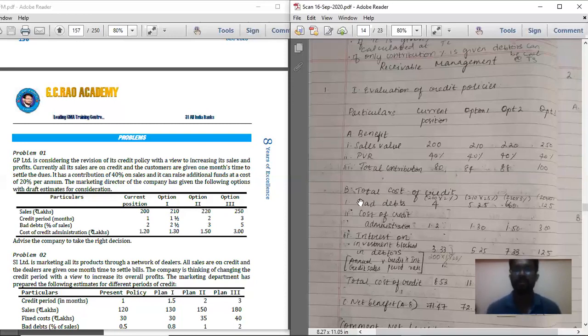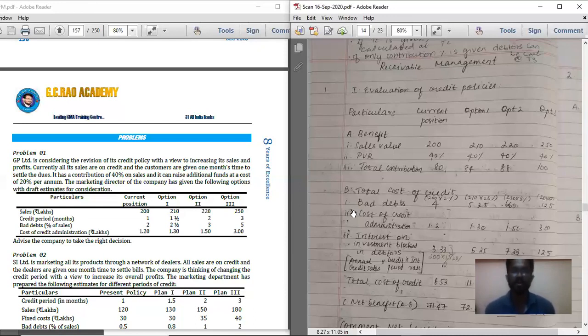Below that, leave one line gap, and capital B. Now you should calculate total cost of credit. That is, what are all the different costs you are incurring in order to make this sales, the different cost for each policy which has been incurred specifically for these credit policies. You are not going to add the variable costs incurred for cost of production. You are going to deduct only the cost of credit. That cost, if you reduce, you will get the net benefit. So total cost of credit.